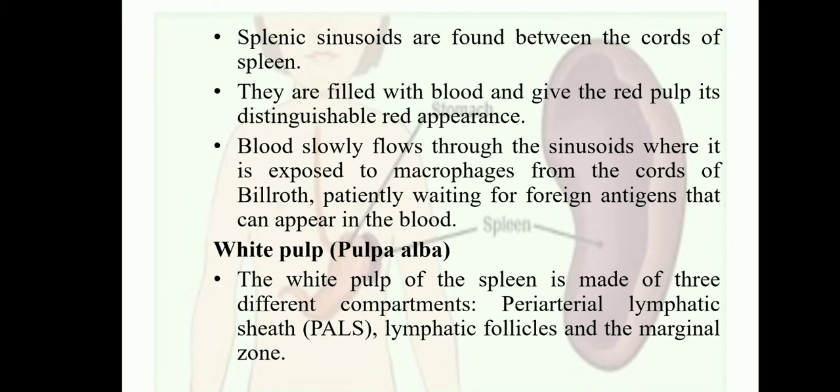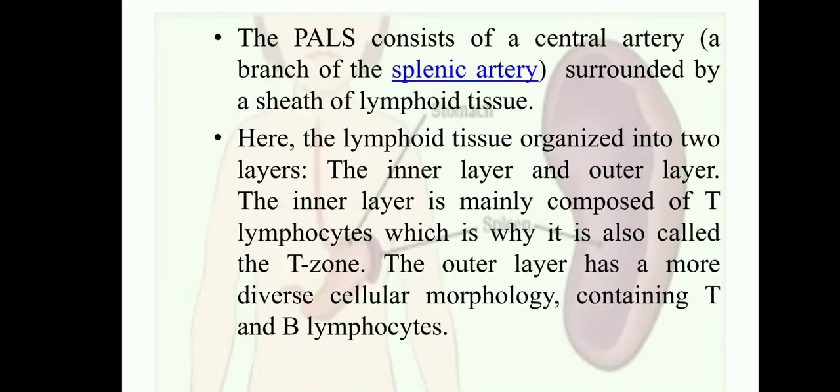Now we are discussing the white pulp. This white pulp of the spleen is made up of three different compartments. The first one is the periarterial lymphatic sheath, that is the PALS. Means in short it is called the PALS. Then the lymphatic follicles and the marginal zone. Now the marginal zone is the layer of tissue which is responsible for separating the white pulp and red pulp.